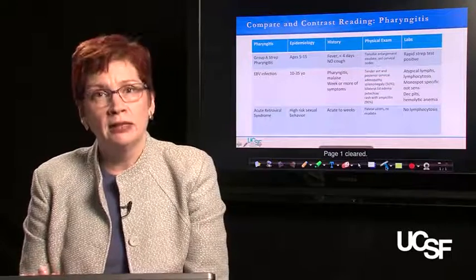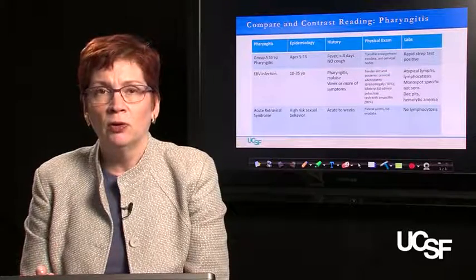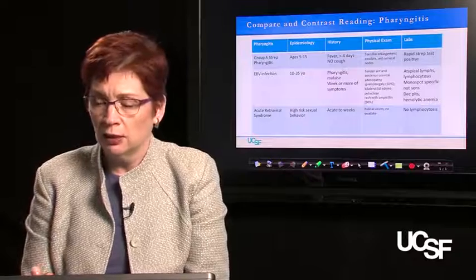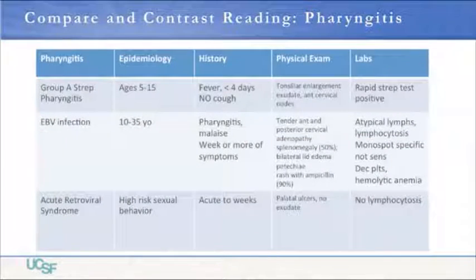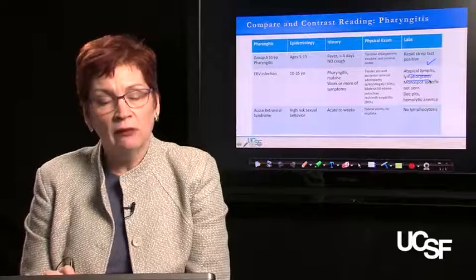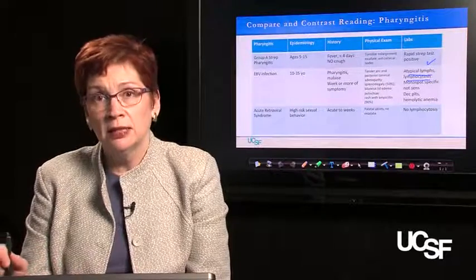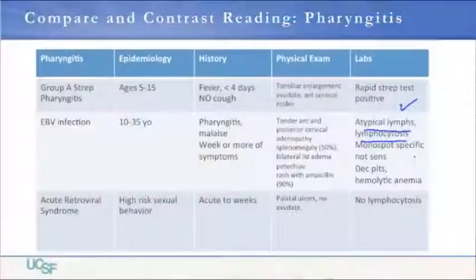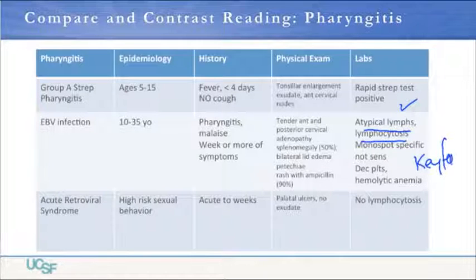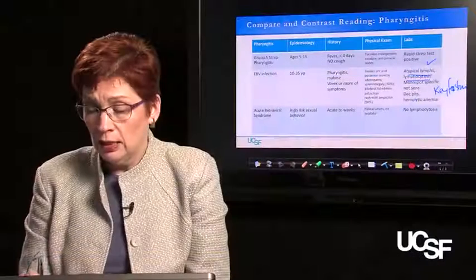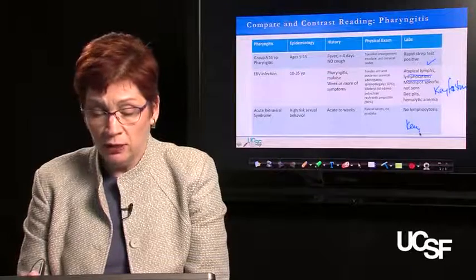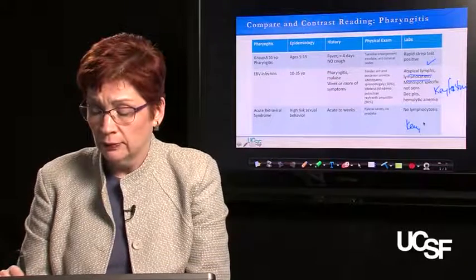And then there are some lab tests that allow us to confirm or refute our diagnoses after we've made them clinically. A rapid strep test is only going to be positive in group A pharyngitis. Atypical lymphs and a lymphocytosis in this constellation of three diseases really means the diagnosis is Epstein-Barr virus. This is a key feature in this diagnostic triad. Lymphocytosis, no lymphocytosis, or lymphopenia instead is a key feature for acute retroviral syndrome.